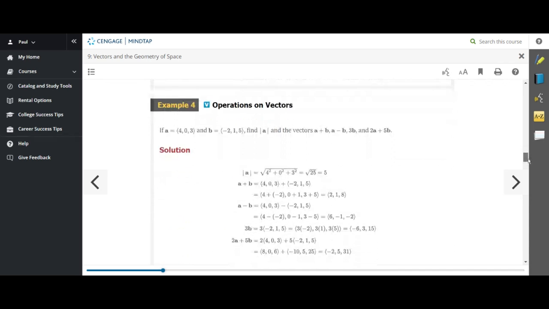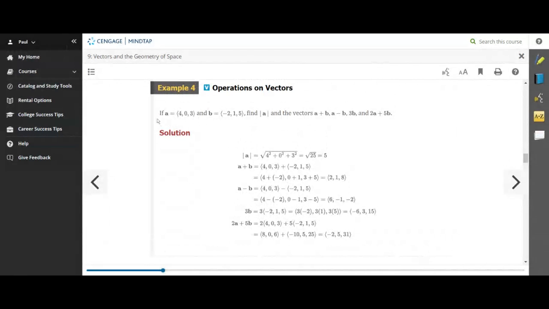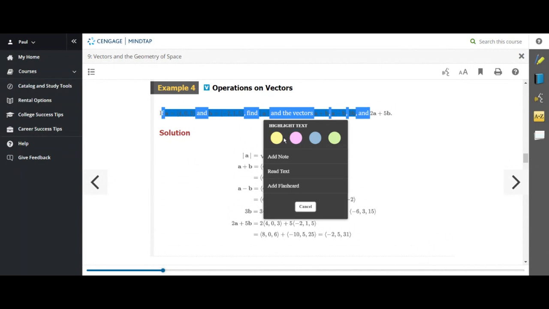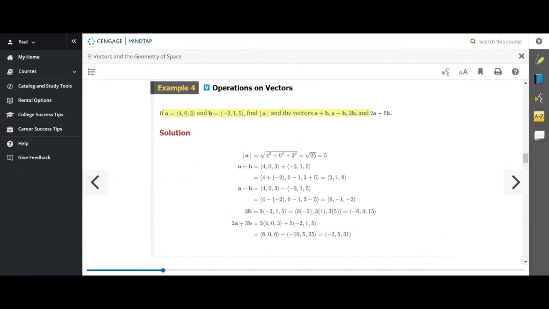In example 4, they give you vectors A and B, and they want you to do these different operations. They show below how to get the length of A, the vectors A plus B and A minus B, the vector 3 times B, and the vector 2A plus 5B. I hope there's nothing strange there.